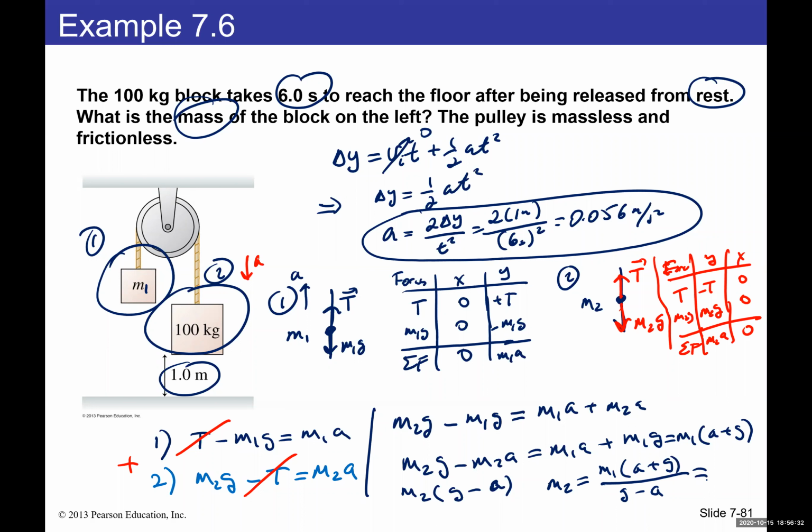So let's see what we're going to get. A plus G is 9.8 plus 0.0056. It's barely anything. This is divided by 9.8 minus 0.0056, and then this is times 100.